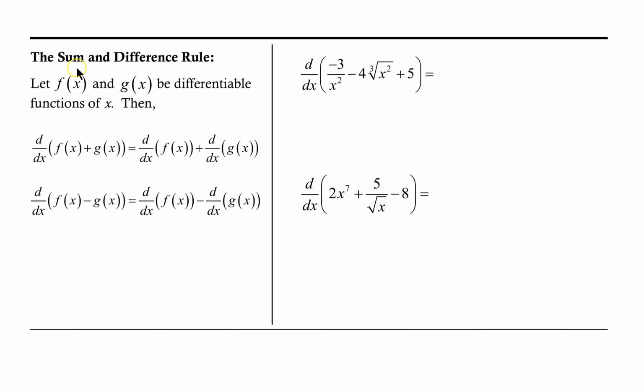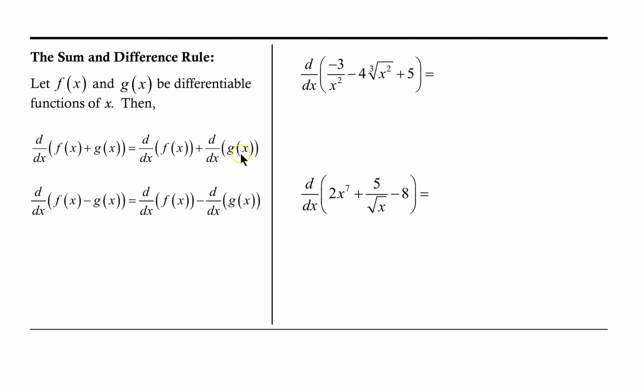Let's take a look at the sum and difference rules. Let f of x and g of x be differentiable functions of x. Then, the derivative of f of x plus g of x is equal to the derivative of f of x plus the derivative of g of x. Also, the derivative of f of x minus g of x is equal to the derivative of f of x minus the derivative of g of x.